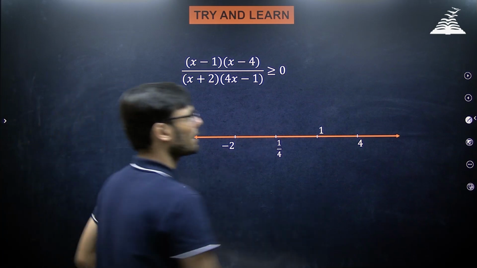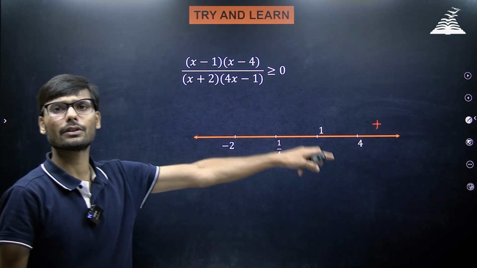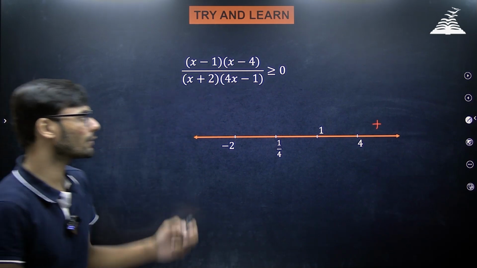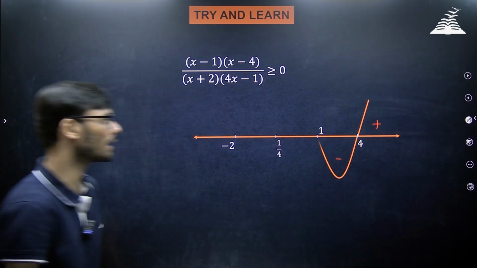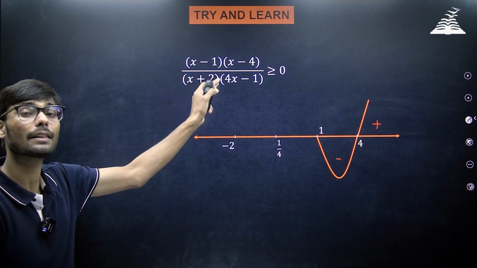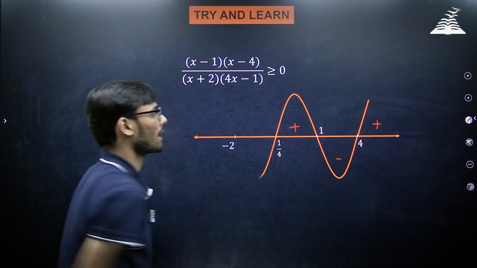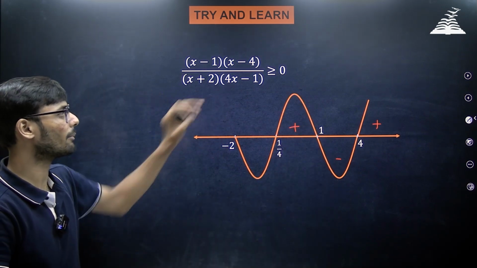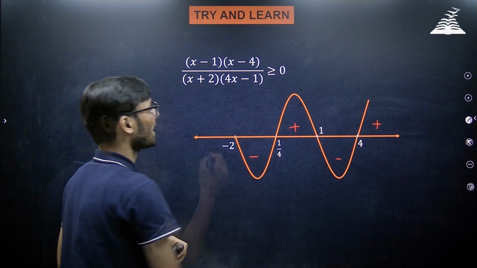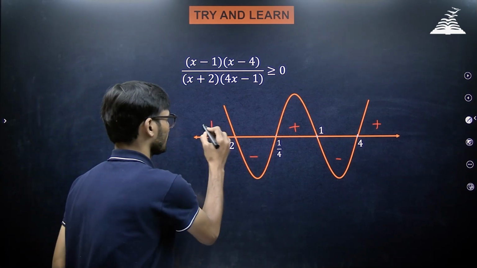Now we know the extreme right will be positive. We are standing at 4, the power of (x minus 4) is odd, so the sign is going to change, negative. Now we are standing at 1, which is the zero of (x minus 1), the power of (x minus 1) is odd, so the sign is going to change again. Similarly, at 1 by 4, the sign will change, it will become negative. Again, the sign will change at minus 2.